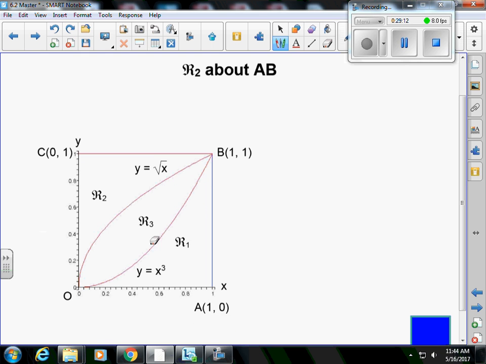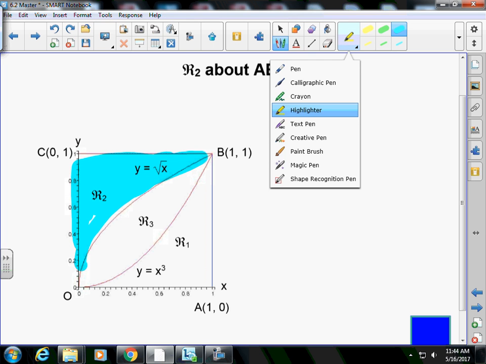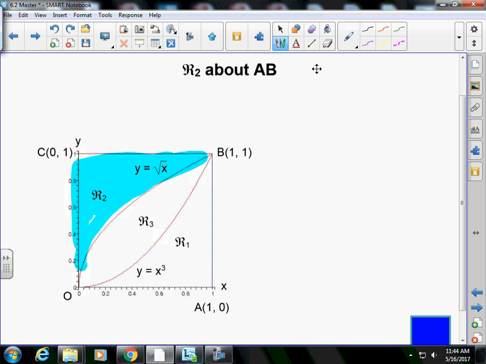Now again, we're looking at R2. We keep looking at the same region, but that's fine because this time we're going to rotate and have a washer. Because now we want to rotate around the line AB. So my strips are going this way. That's a delta y. So you have to pay attention.